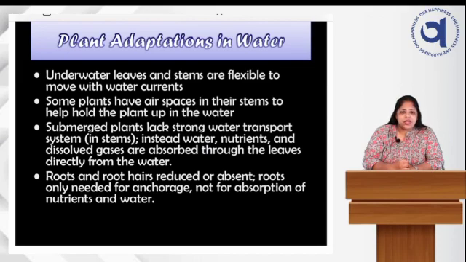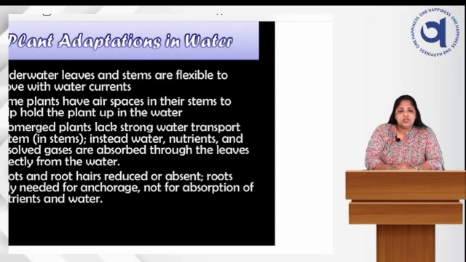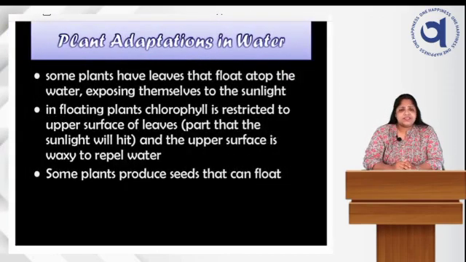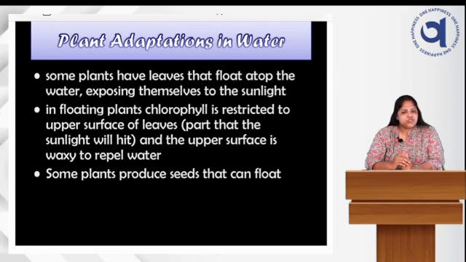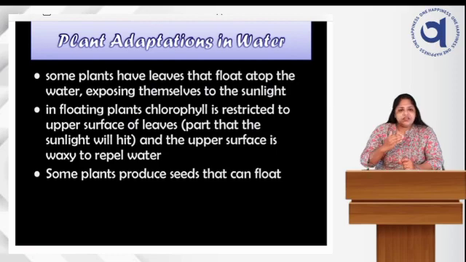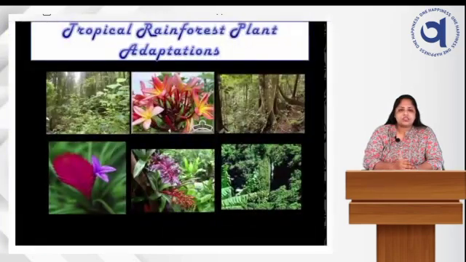Roots and root hair are reduced or absent altogether. Roots are only needed for anchorage, not for the absorption of nutrients and water. Some plants have leaves that float atop the water, exposing themselves to the sunlight. In floating plants, chlorophyll is restricted to the upper surface of the leaves and the upper surface is waxy to repel the water. Some plants produce seeds that can float.